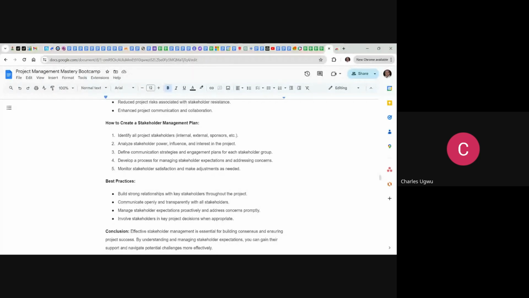Analyze stakeholders' power, influence, and interests in the project. Some stakeholders are very influential, like the sponsor. In our event, I'm the person that started this meetup event. I created it. So I'm the sponsor here because it's my brainchild. There's something I want to see out of it. You cannot come and claim that it's your initiative. So you have to understand what I want to achieve, why I created this meetup event.